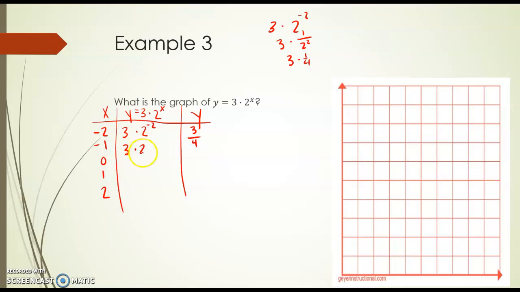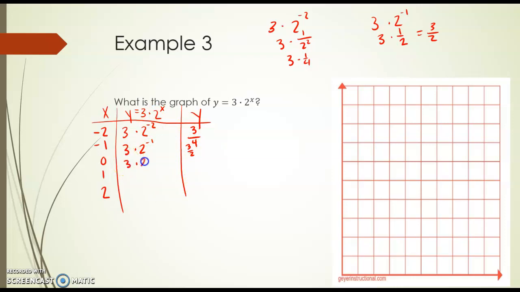And then I've got -1. So 3 times 2 to the -1 power. So that's going to become 3 times 1/2, because it'd be 2 to the first power, which is just 2, which will equal 3/2. So now we have 3/2. And I evidently did not space them out enough to have fractions.